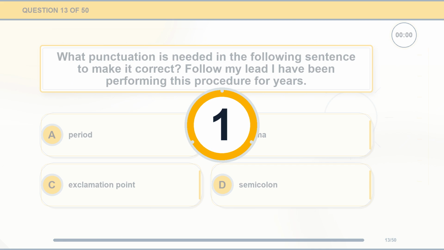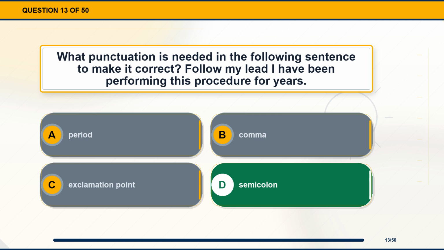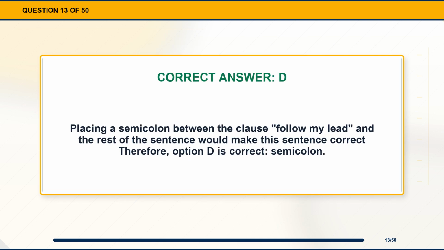The correct answer is option D, semicolon. Explanation. Placing a semicolon between the clause follow my lead and the rest of the sentence would make this sentence correct, therefore, option D is correct, semicolon.